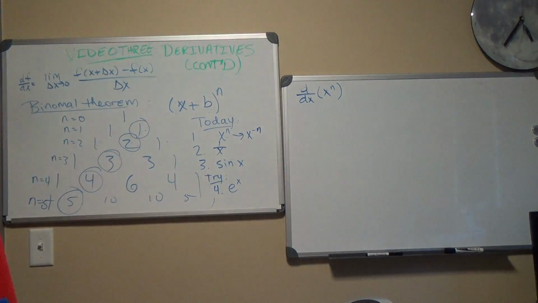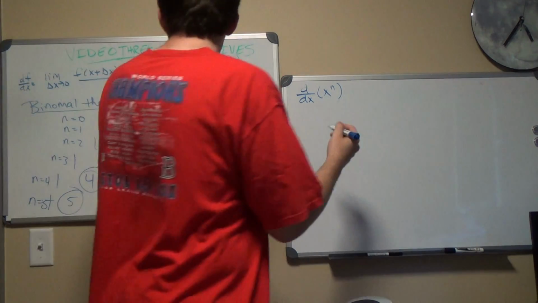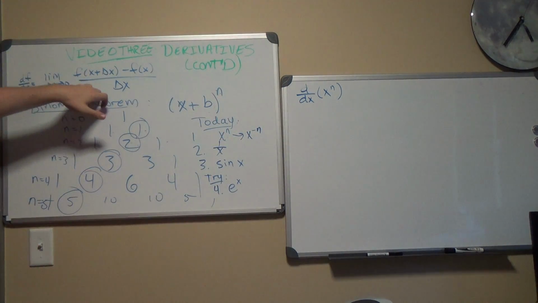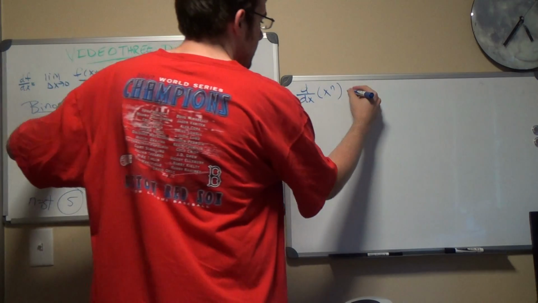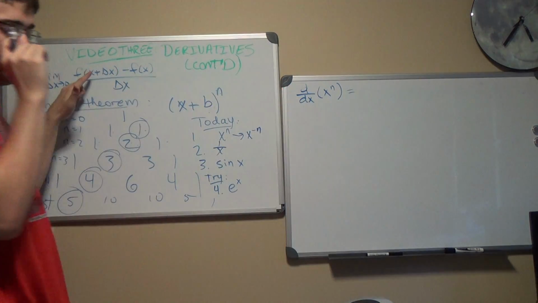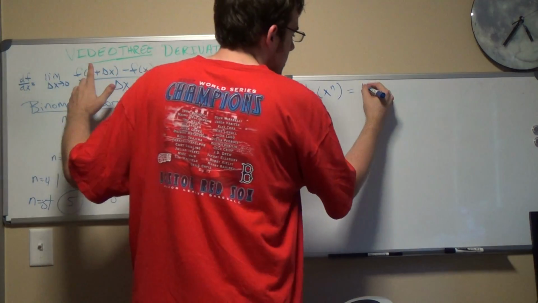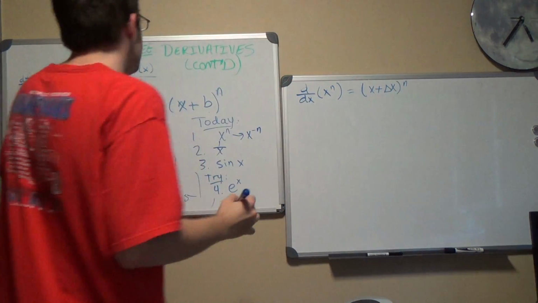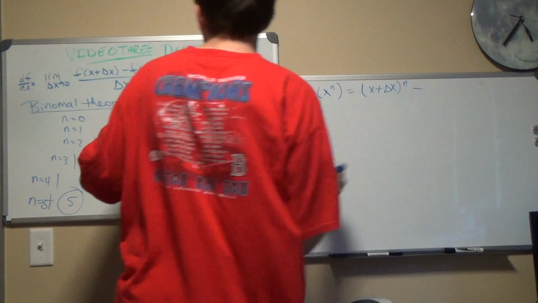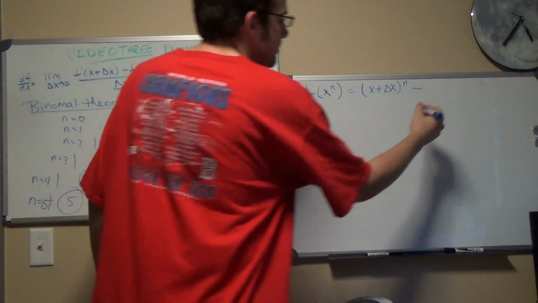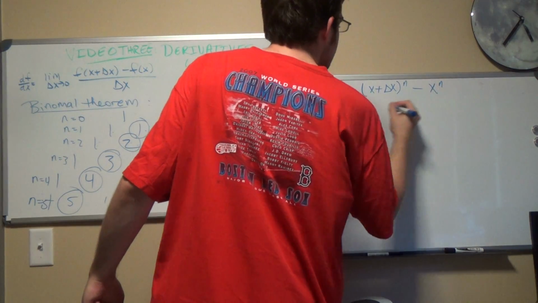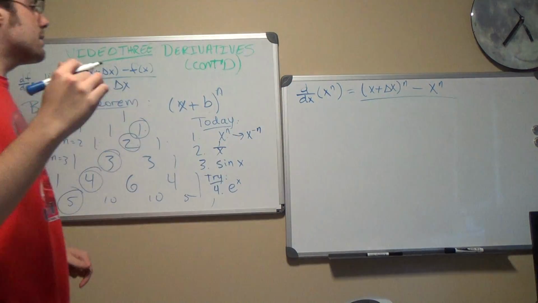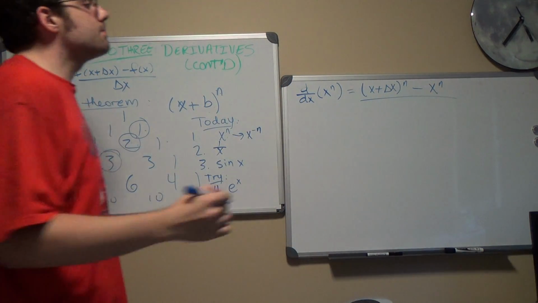How are we going to do this? Okay, so by looking at the definition of the derivative, we're replacing x with x plus delta x. X plus delta x to the n minus f of x, which is x to the n, divided by delta x.